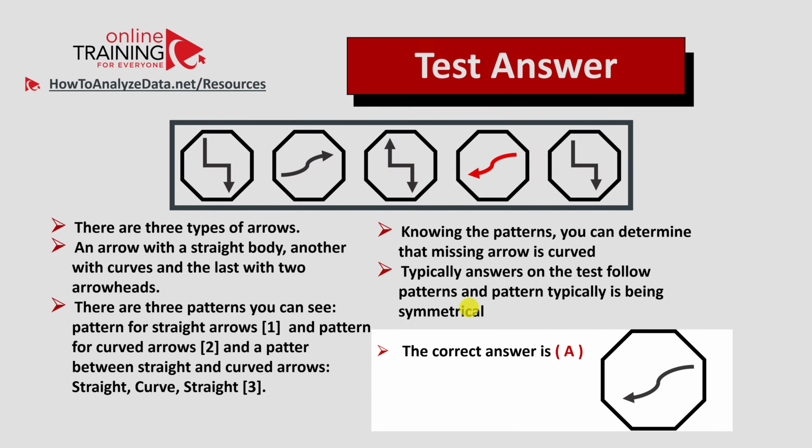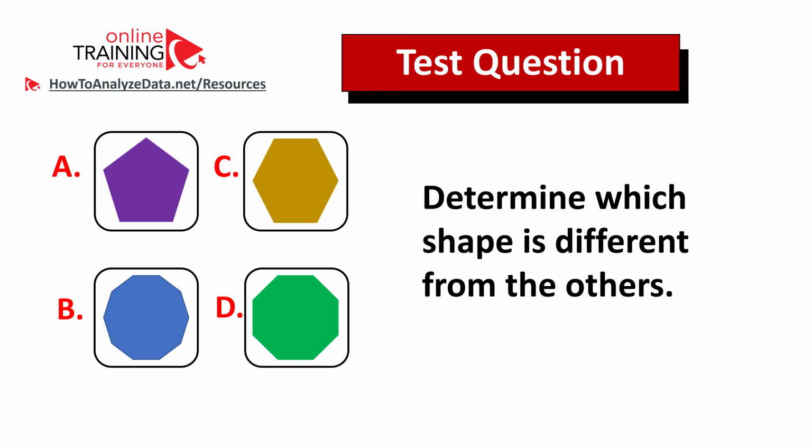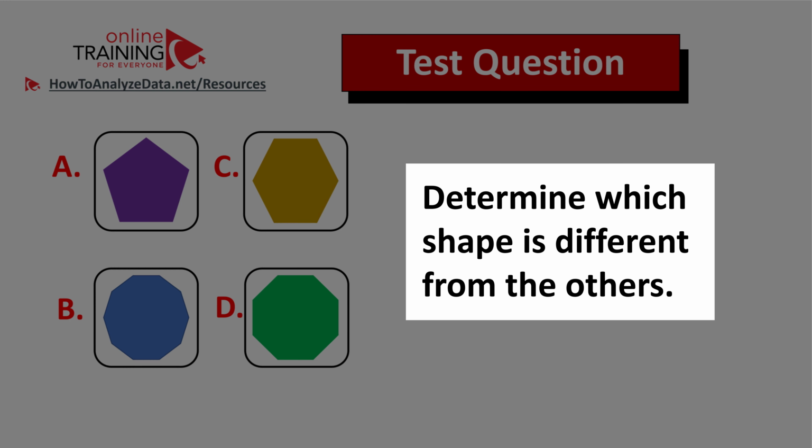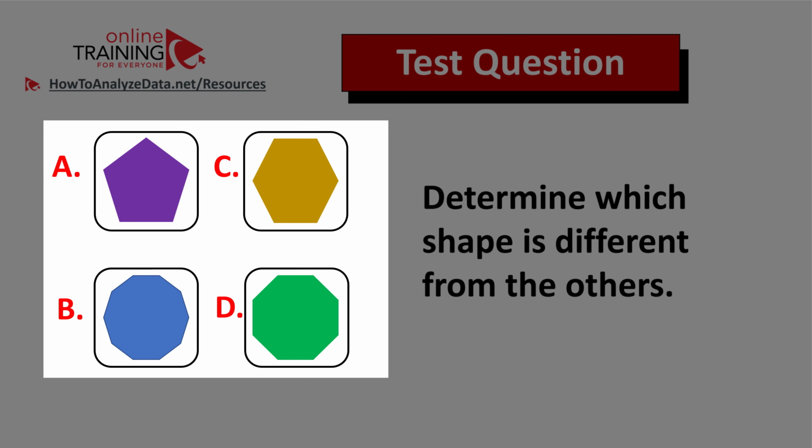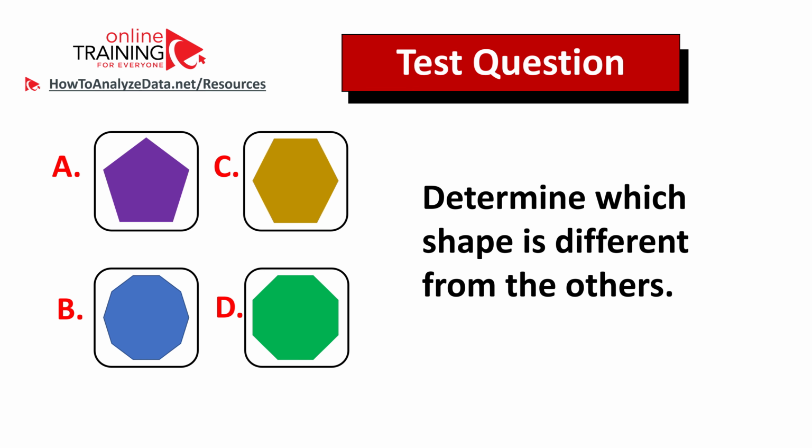Hopefully you've nailed this question, or in case you didn't, now you would know how to answer similar problems on the test. Here's the question for you to try to solve on your own. Determine which shape is different from the others, and you're presented with 4 different shapes. Choice A, B, C, and D. Give yourself 10 to 15 seconds to see if you can see the answer. Do you see the solution?